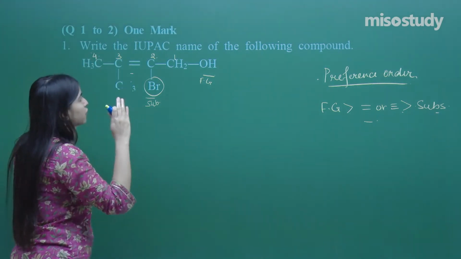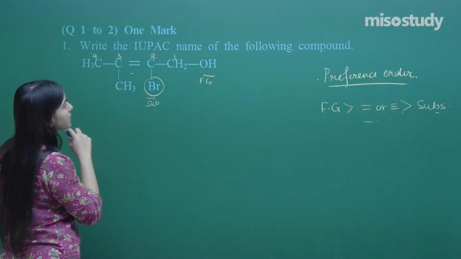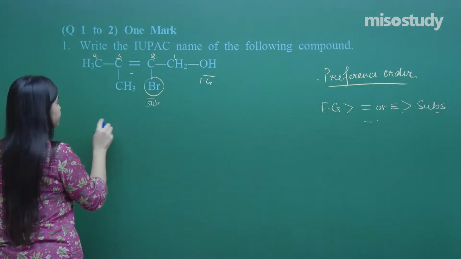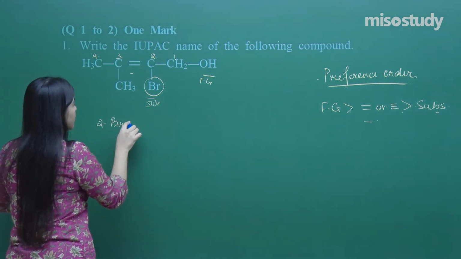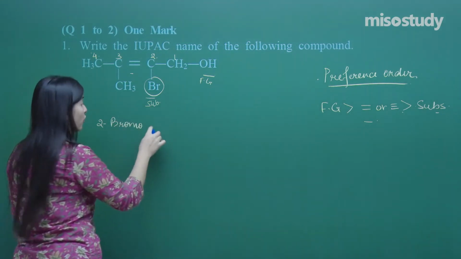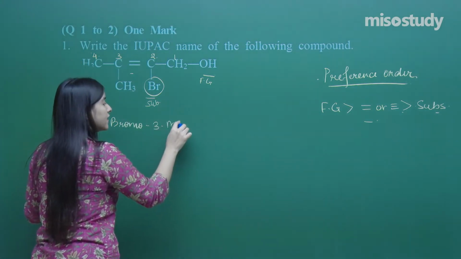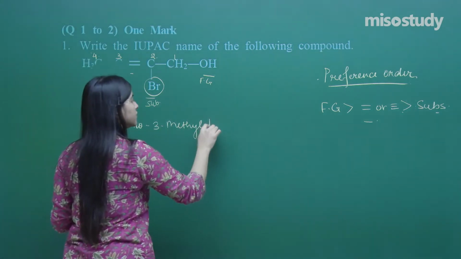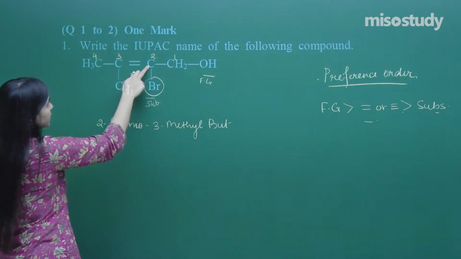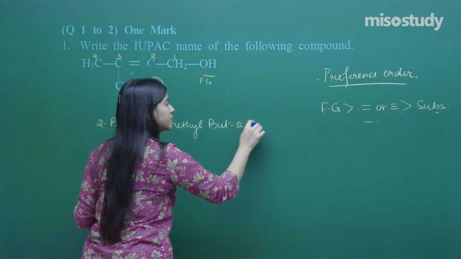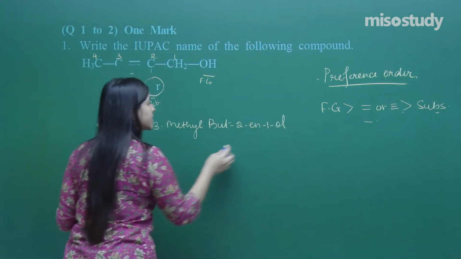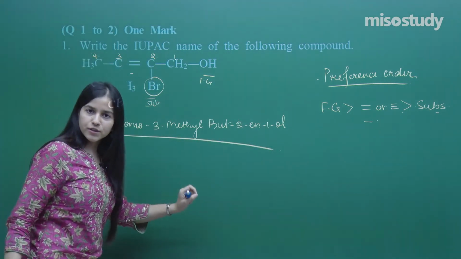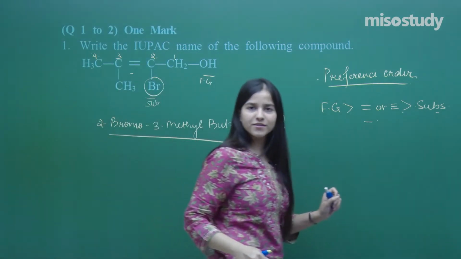Expand your perspective, how you see things, fine. Now what will happen? Yeah, the name. So it is what? 2-bromo, right? I will be going by the alphabetical order, 2-bromo, 3-methyl and finally but-2-ene-1-ol. Yes, do not forget the alcohol. This is the very correct answer for this question. Clear? So I hope everybody has got it right.